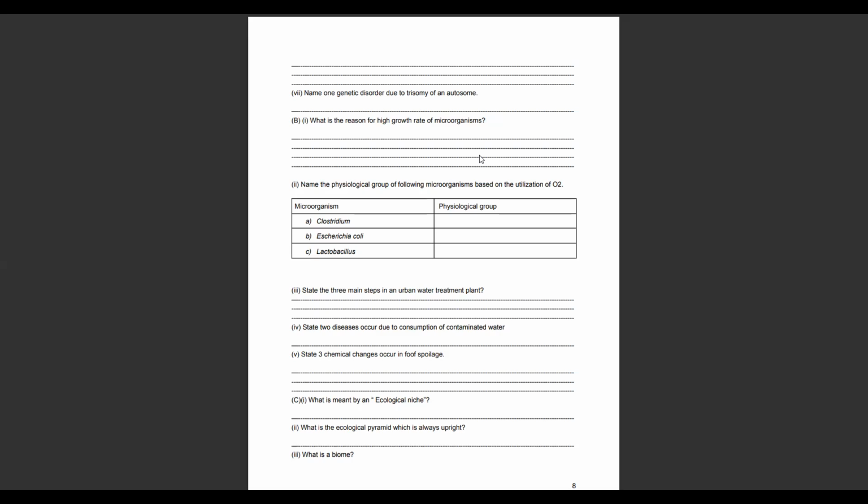E. coli, Escherichia coli, part B, facultative anaerobic. And part C, lactobacillus, microaerophilic.